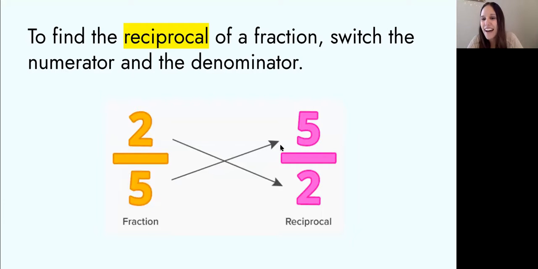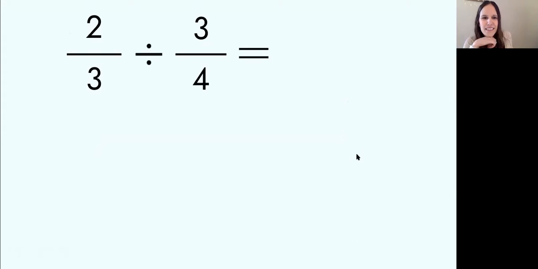Okay, so to convert a fraction division problem into a fraction multiplication problem, we are going to need to understand how to find the reciprocal of a fraction. So the reciprocal is when we switch around the numerator and the denominator. So the numerator is going to travel to the bottom of the fraction, and the denominator is going to travel to the top of the fraction. So we now have 2/5 as our starting fraction. The reciprocal is 5/2.